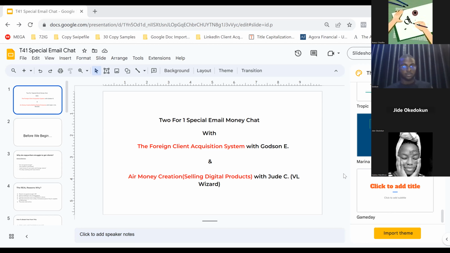So let's keep our minds open. If you have questions you want to ask, there'll be time for questions and answers. It's going to be a chat because everyone here has basic knowledge of copywriting. You're not new to copywriting. You've been seeing what people are doing with copywriting when it comes to email marketing, sales pages, DSLs, ads, and everything.